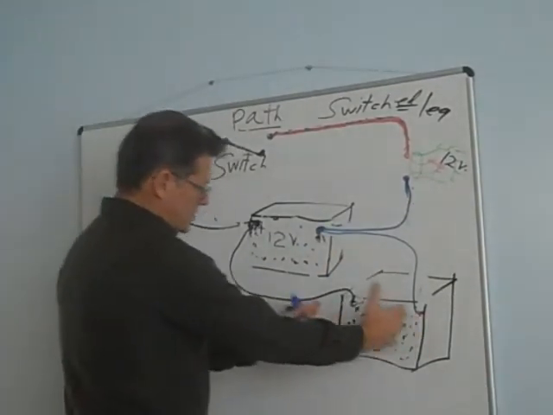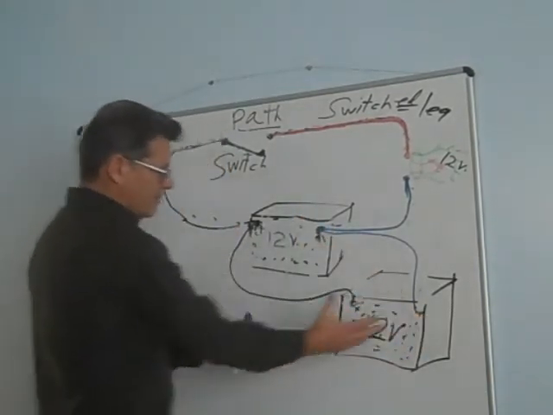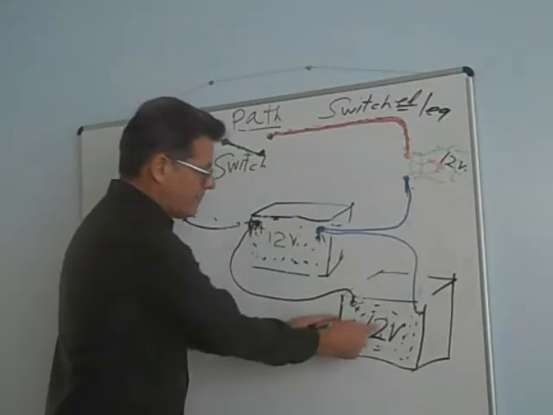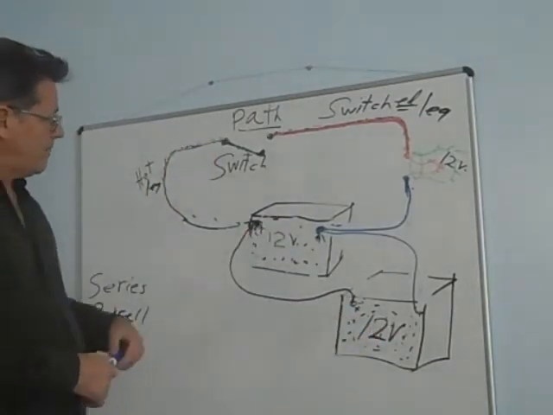So this is exactly the same as this as far as voltage is concerned. 12 volts is 12 volts. But the quantity of electrons that can flow through here for the number of hours would be twice as much. And that would be a parallel connection.